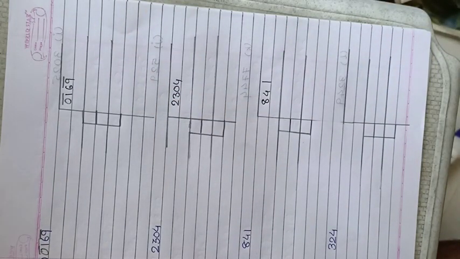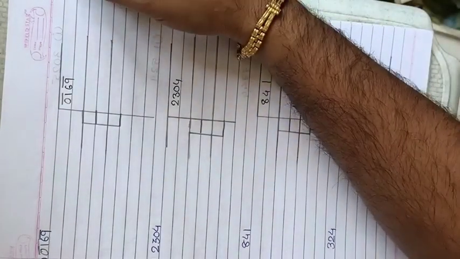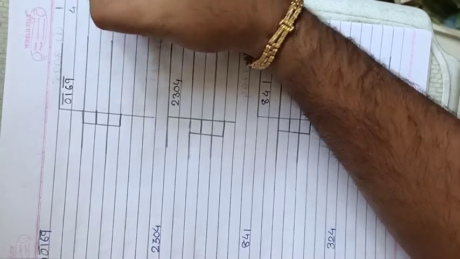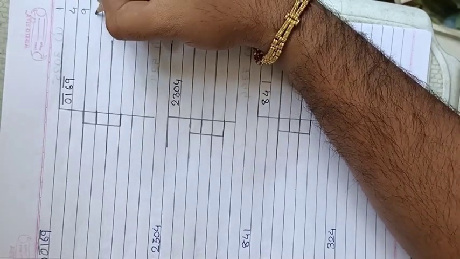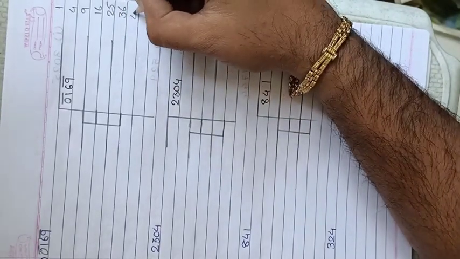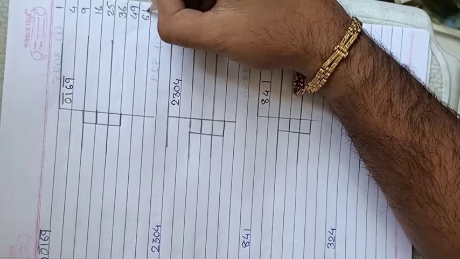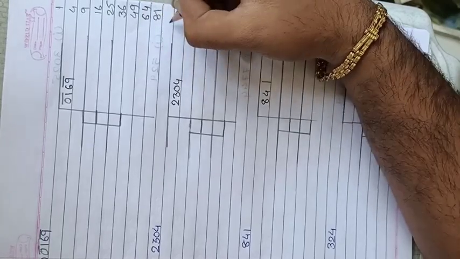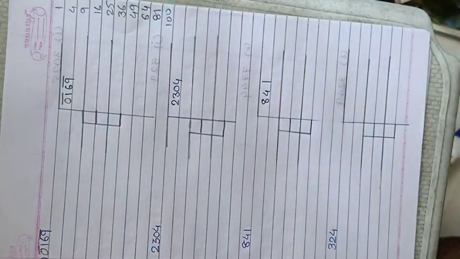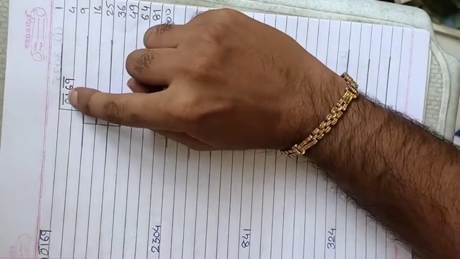Let me write the perfect squares from 1 to 10 so that you can remember them easily. 1 square is 1, 2 square is 4, 3 square is 9, 4 square is 16, 5 square is 25, 6 square is 36, 7 square is 49, 8 square is 64, 9 square is 81 and 10 square is 100. Hope I have written everything. Yes, correct.